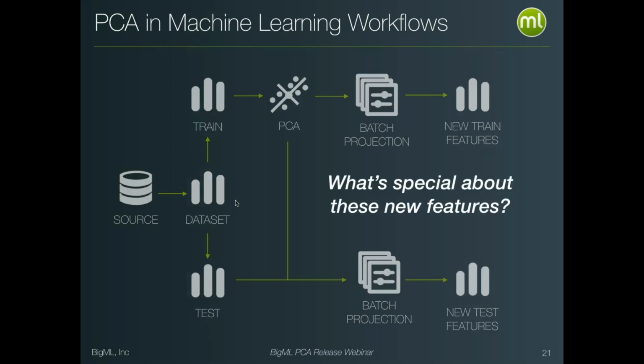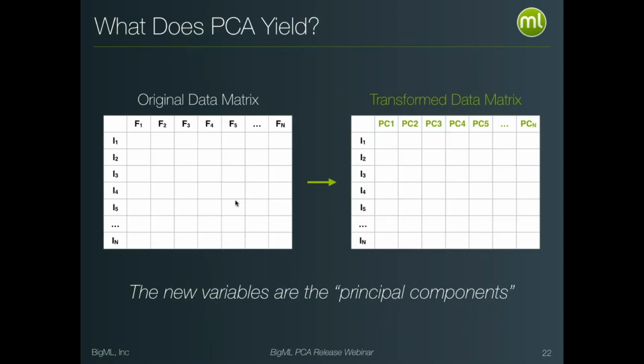So what's so special about these new features? What do they represent? The new features that you get out of principal component analysis are the principal components. So you're taking this original data matrix that we talked about, where you have instances as the rows in your data set and different fields as the columns. And what we're going to now yield are new columns, which are our principal components.